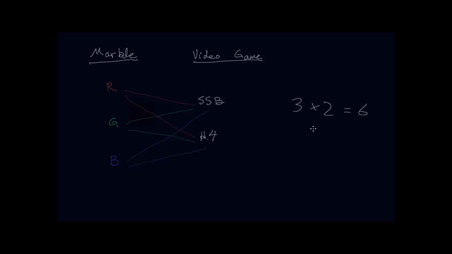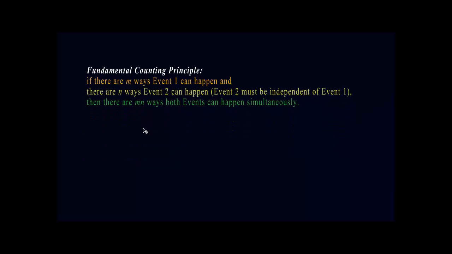And this algebra method of multiplication is very similar to the fundamental counting principle. So let me bring this up. The fundamental counting principle states that if there are m ways that event 1 can happen, and there are n ways that event 2 can happen, such that event 2 is independent from event 1, which just means that event 2 occurs regardless of how event 1 occurs, then there are a total of m times n ways both events can happen simultaneously.